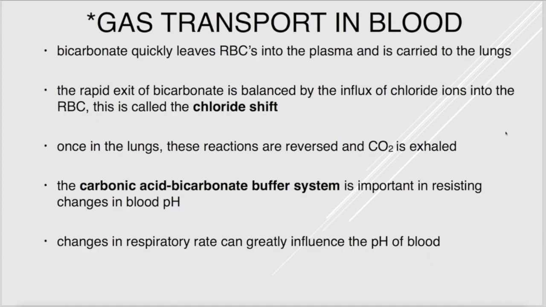As soon as that bicarbonate is made in these red blood cells, it leaves the red blood cells and goes out into the plasma. And this is how it's carried to the lungs. However, since bicarbonate is an anion, when it leaves the red blood cell, we have to move something into the red blood cell, another anion, and we do that with chloride. It's called the chloride shift.